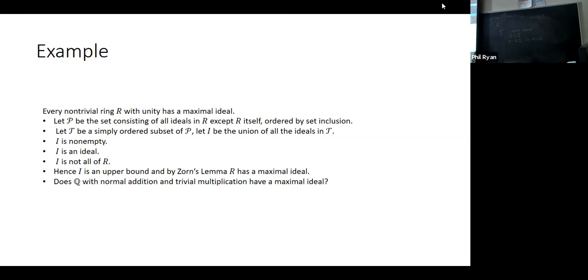Oh, so R can't be trivial. The trivial ring is just 0, right? So that means P has to contain 0. Okay, so 0 has to be an element of P. So 0 is in I.